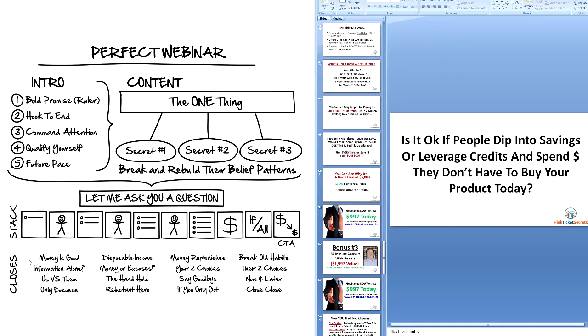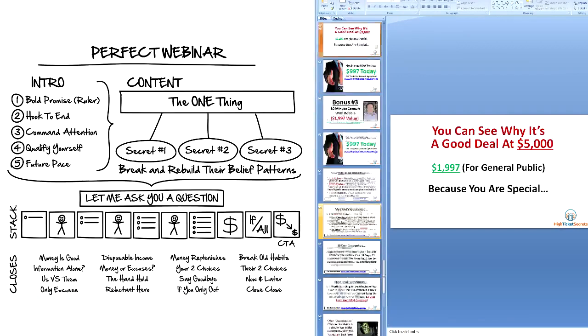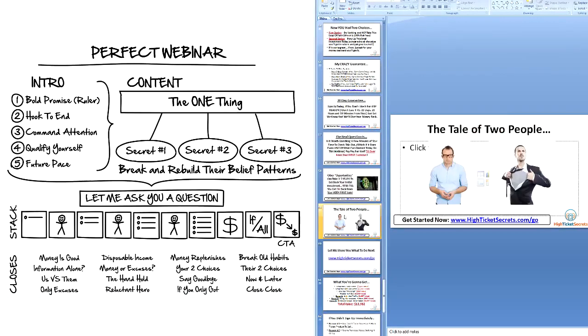Okay, all right, us versus them. Us versus them is where we start shifting into the people that you want on your team versus those who you don't want. In fact, I think I showed it here. Yeah, so this one, I stole this example from Jason Fladlien. I did the tale of two people. So I was like, look, there are two kinds of people who show up on these webinars.